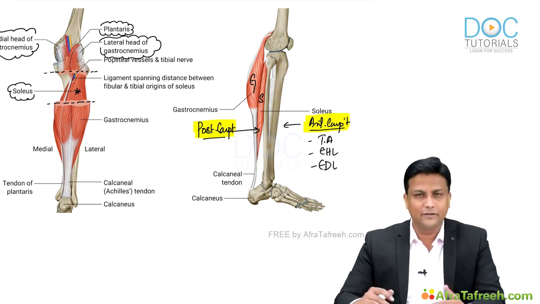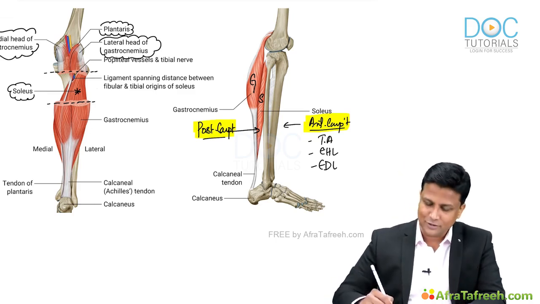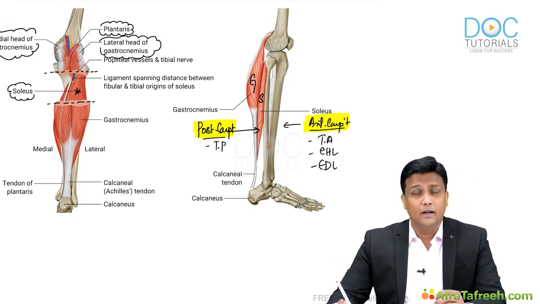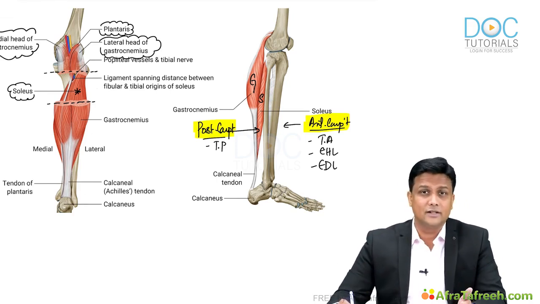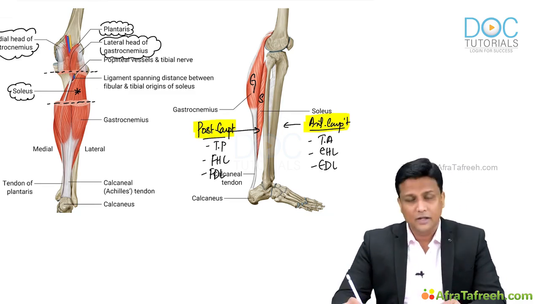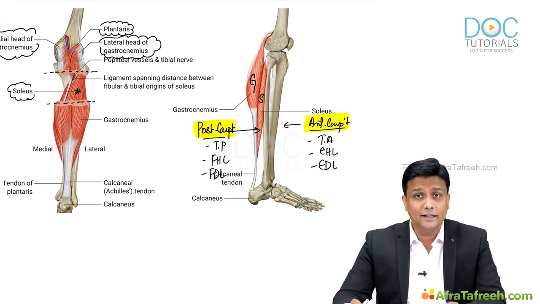In the anterior compartment, we have tibialis anterior. So therefore in the posterior compartment, behind the tibia, tibialis posterior muscle. In the anterior compartment you have got extensors, and here in the posterior compartment you will be having flexors, flexor hallucis longus and then flexor digitorum longus. So these are the muscles present in the posterior compartment of leg.